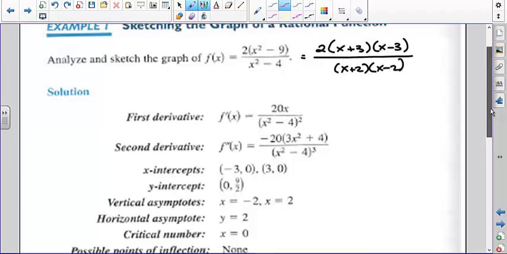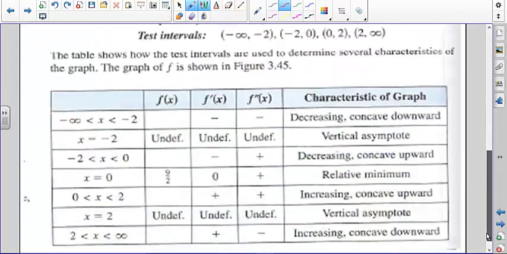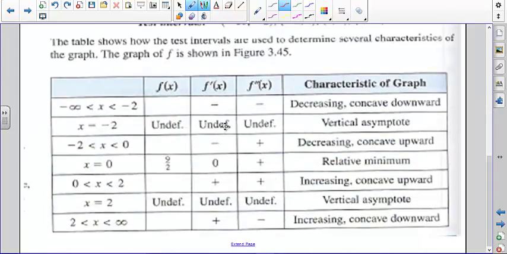In this particular section, section 3.6, they give you different examples, rational functions, trig functions, and they show the original function. They show the first derivative. They don't tell you how to get the first derivative, but it's just using the quotient rule in this case. The second derivative, again using the quotient rule. The x-intercepts, the y-intercepts, all these things that we talked about, where the vertical asymptotes are. Then they create a table and fill it in like we just did. And then based upon the table, they're able to make these conclusions. And then you draw the graph.